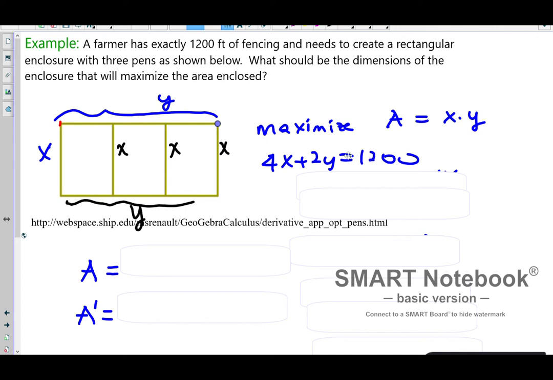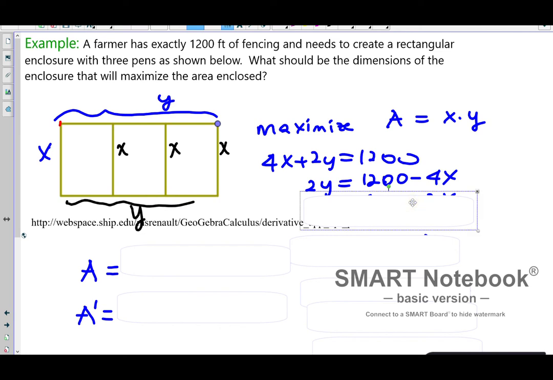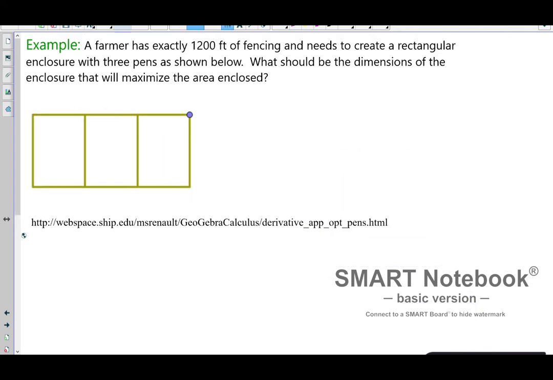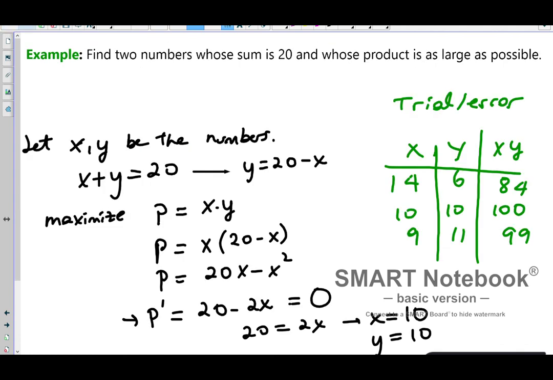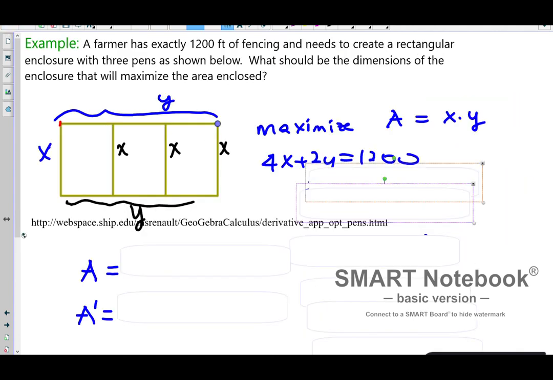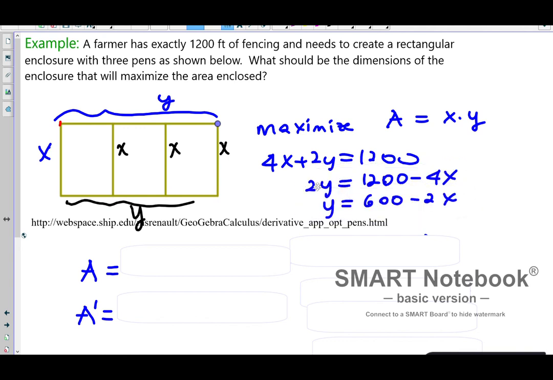So to do that, you could divide both sides of this constraint equation by 2 and solve for y. So first, in this example, I'm subtracting 4x, and then I'm going to divide both sides by 2. So y equals 600 minus 2x.